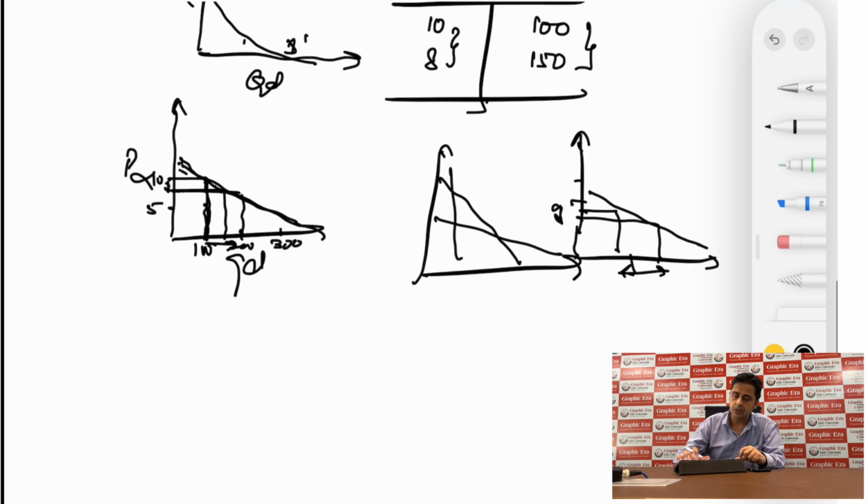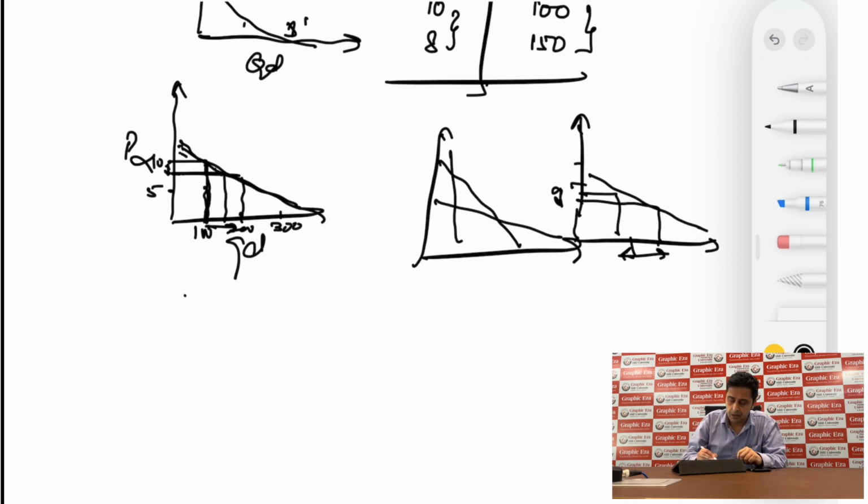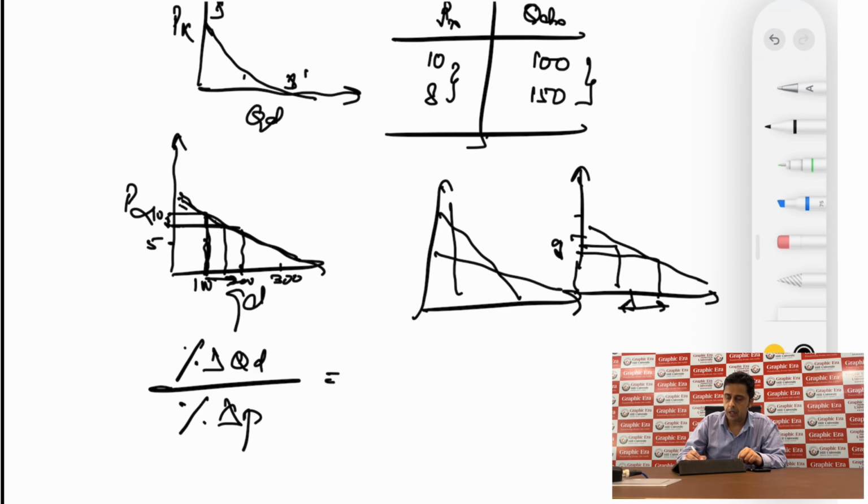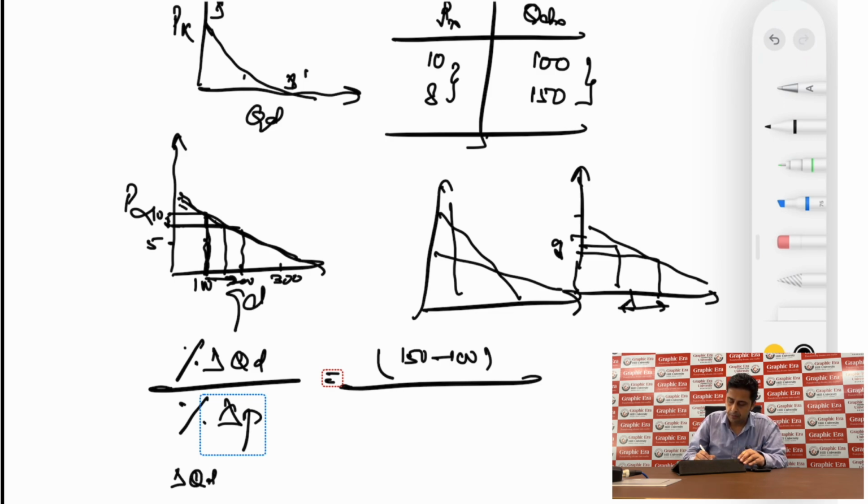Now, how do we calculate this magnitude? The formula, as discussed earlier, is percentage change in quantity demanded against percentage change in price. So if we go by this formula, the percentage change in quantity demanded is obviously 150 minus 100, divided by 100, because we are taking a percentage change. I'll give you an easier derivation of this formula because the percentage 100 gets cancelled, so it's change in quantity demanded upon change in price into P original upon Q original, if you remember.